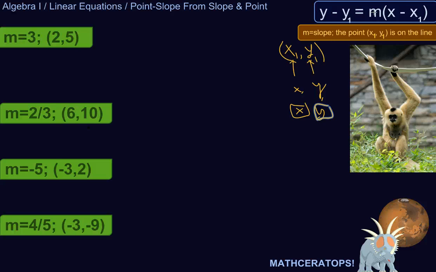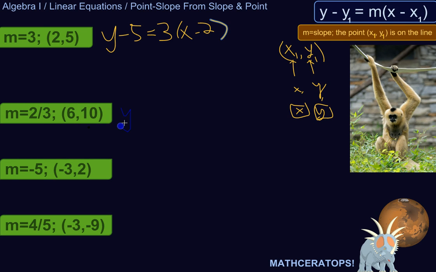So let's use that to write point slope equations given the slope of a line and a point on the line. So for this line, we've got y minus the y coordinate of a point on the line, y minus 5, is equal to the slope, which we're given, 3, times x minus the x coordinate of the point on the line. Boom. That's it. y minus 5 equals 3 times x minus 2. Yeah? Alright, let's try another one.